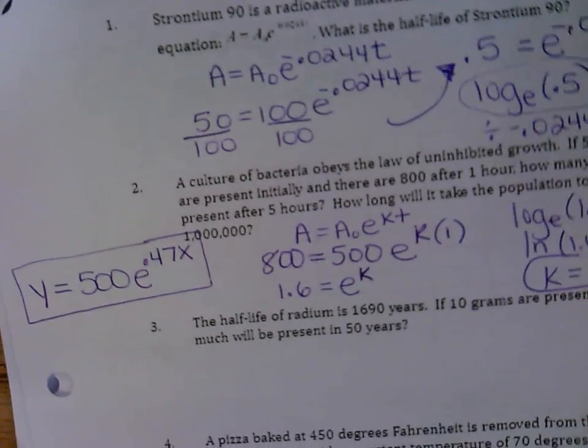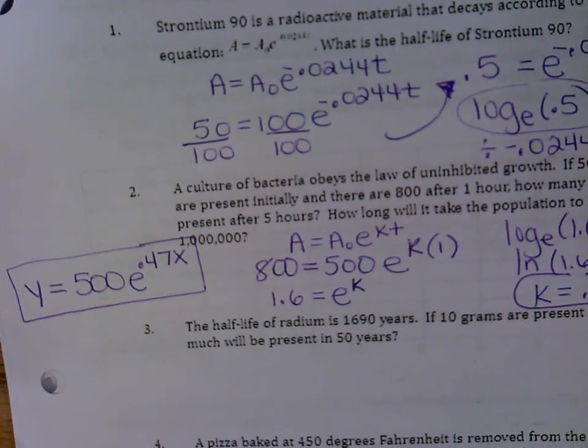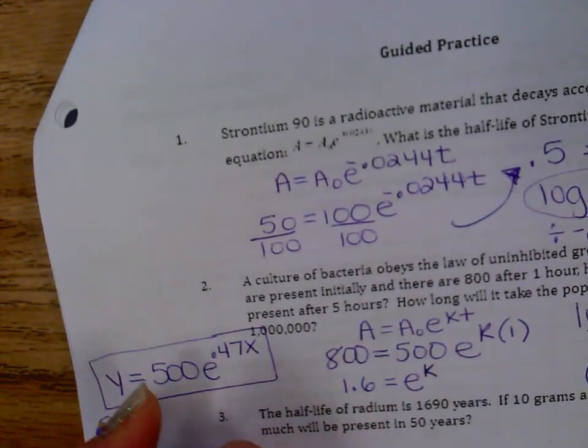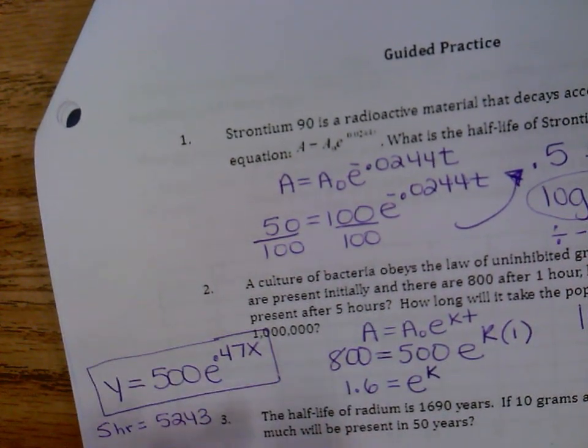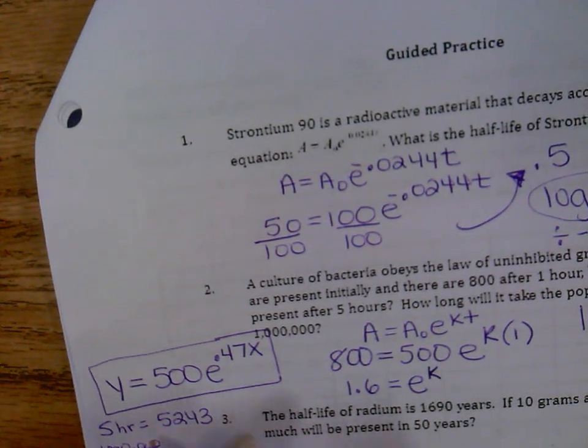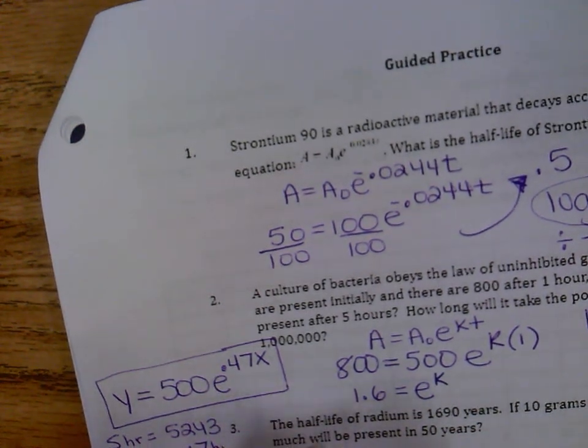All right, you're plugging that into your y equals menu and answering those two questions. I know you can do it. I'm going to do it too. 500 e to the 0.47x. 5 hours should be easy, right? You just pop down to the 5th hour. And then 1 million is after how many hours? You can just go to the nearest hour.